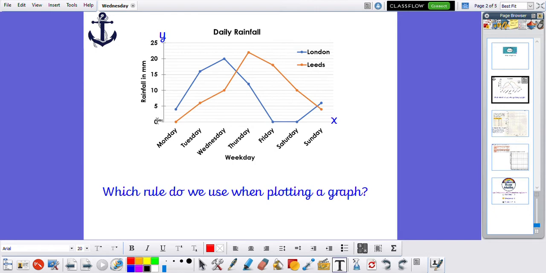Okay, so if you thought it was across the x-axis and then up the y-axis, you will be correct. Sometimes we remember this by saying along the corridor and up the stairs, just as a nice way to remind us. Or some people like to just remember across and up. So remember that when you're plotting your graphs today.